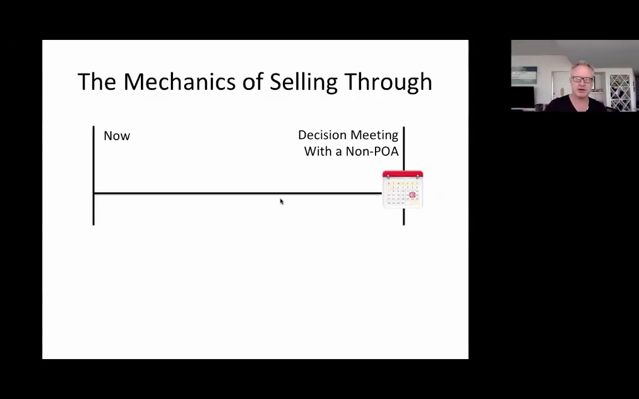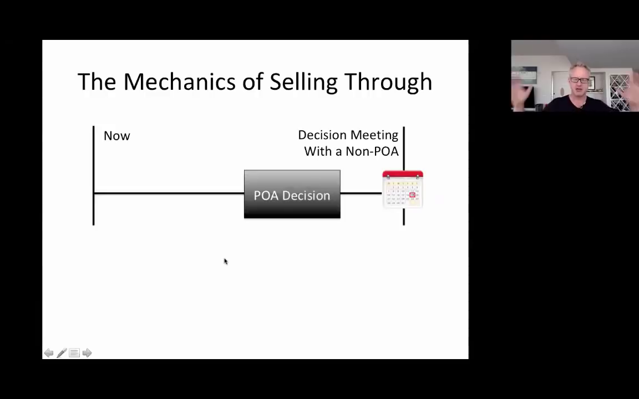So when we're talking about selling through non-POA, we have to acknowledge that there are really two decision processes, right? There's two separate and discrete decision processes. There's the overall decision process that we're working through, myself and the non-person of authority. And then there's the person of authority decision, meaning somebody at some point has to go to that person of authority and say, hey, we're going to make a decision, yes or no, but we need your permission to do so, right? In a lot of cases, that's our point of contact.